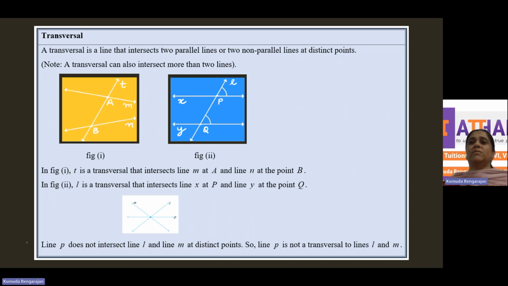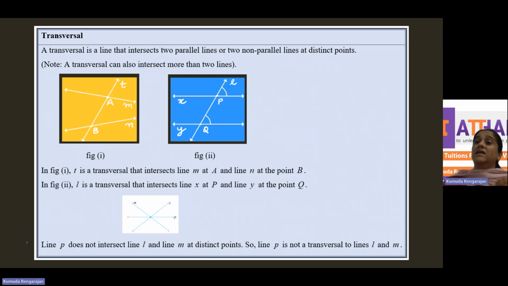These are the three things you should remember. Not parallel, parallel. When not parallel, there are alternate angles, there are corresponding angles, but they are not equal. When the lines are parallel, there are alternate angles, there are corresponding angles, and they are equal. When the lines are not parallel, allied angles, co-interior and co-exterior angles, they are there, but they are not supplementary. They don't add up to 180.